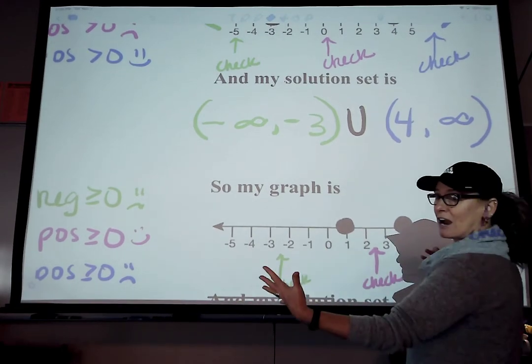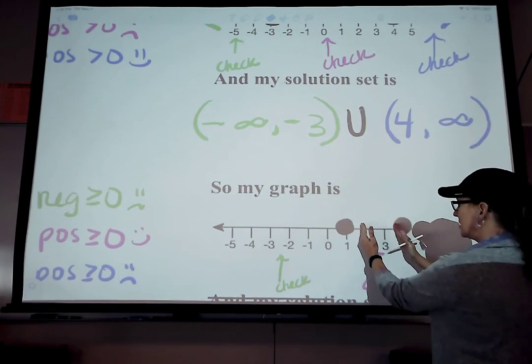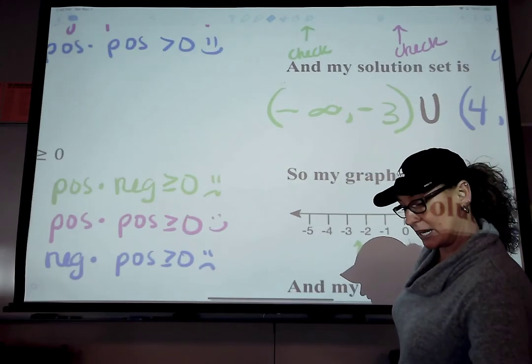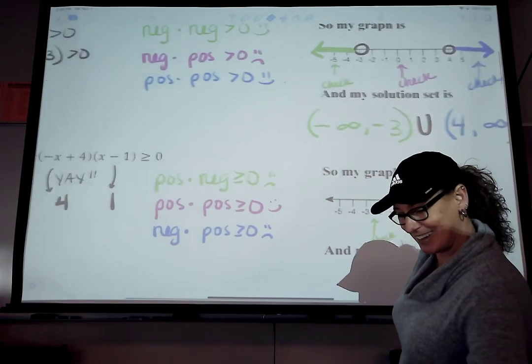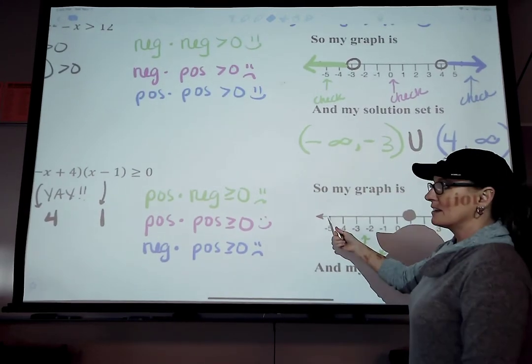I've divided my graph into 3 regions. I've got this green region, this very small pink region, and this blue region. So I'm going to go over the brain method with you. We're going to use our brains. Ready? Pick a number in the green region, like negative 100.